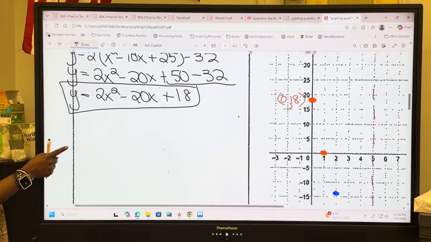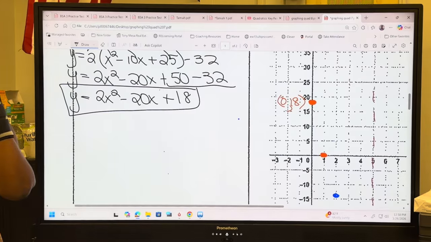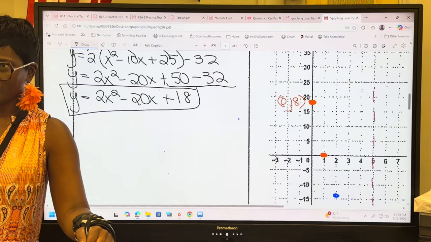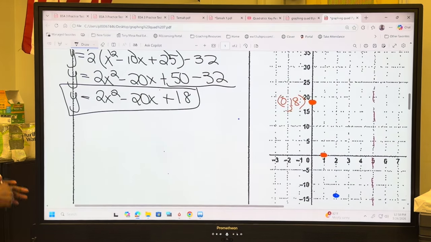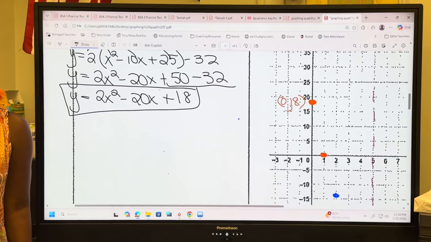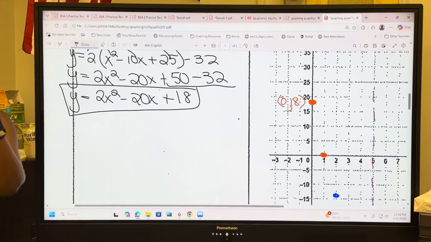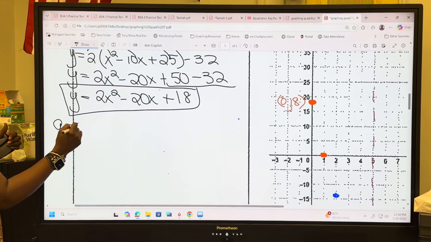But I'm not done. Why am I not done? Because we are doing this so that we can solve it by factoring. Are y'all with me? And I haven't solved it by factoring. Why did I do this? I did this so that I can identify my A, B, and C so I can factor. Are y'all with me? So quickly, A equals 2.